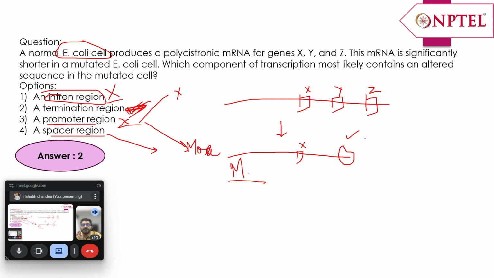The only region that can have the mutation in this case, because it is forming a shorter mRNA, is a termination region. So that means a site of termination is actually being created in between X and Y gene. That's why the RNA is being terminated here. So that can be the possible reason from the given options. So, any doubts in this particular question?